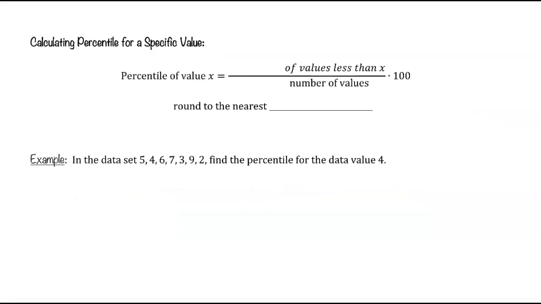To calculate the percentile for a specific value, we need to take the number of values that are less than that data value x and divide it by the total number of data values. Then we multiply by 100. The final step is to round to the nearest whole number. For example, if we look at this data set containing the values 5, 4, 6, 7, 3, 9, and 2, we can find the percentile for the data value of 4 by finding the number of values that are less than 4 and dividing it by the total number of data values.